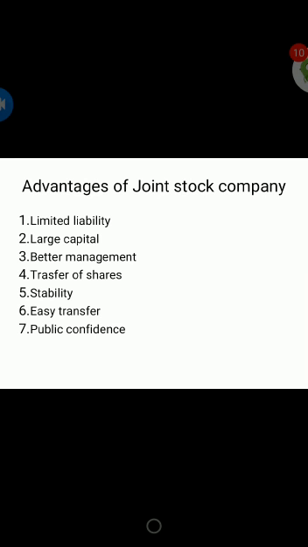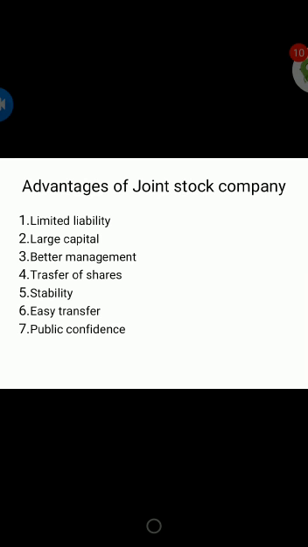The next is stability. Stability means stable or continuous. The company enjoys a long life, right? Its life does not depend upon the life or retirement of the shareholders. The ownership and the management do not affect the continuity of the business. So its life is longer. We can say people may come, people may go, I remain forever, right? It is pertaining to this only.